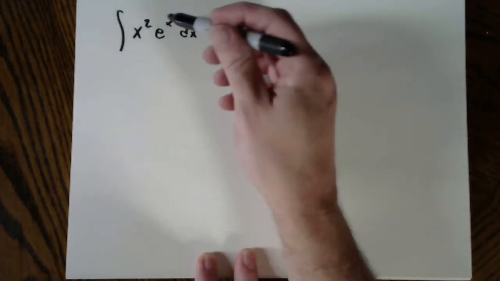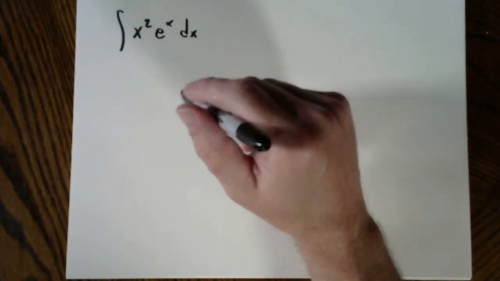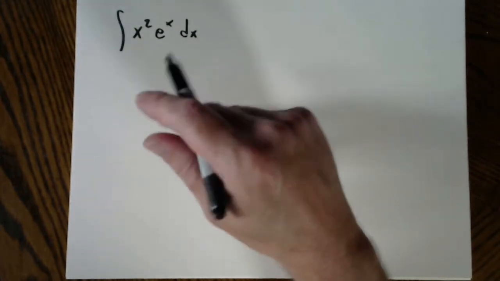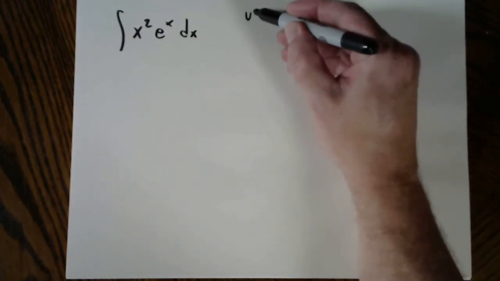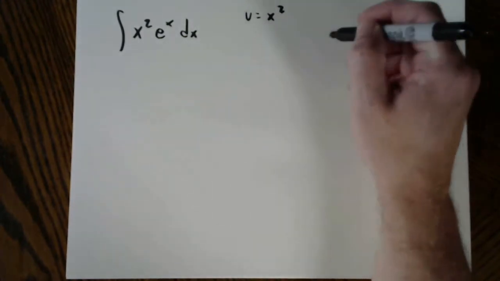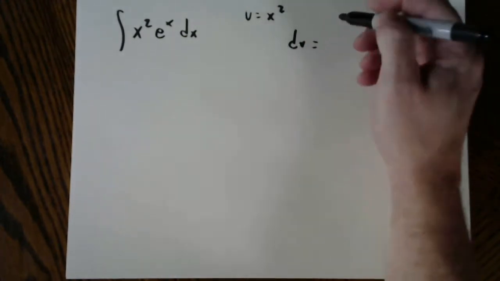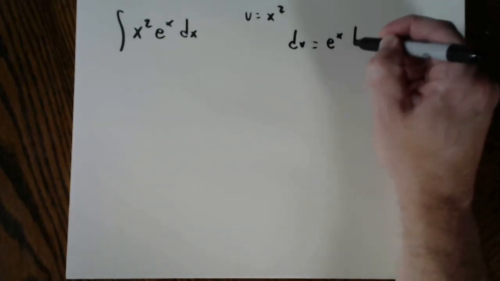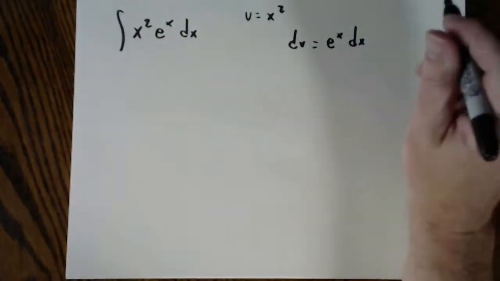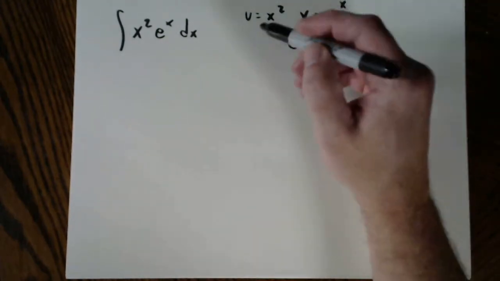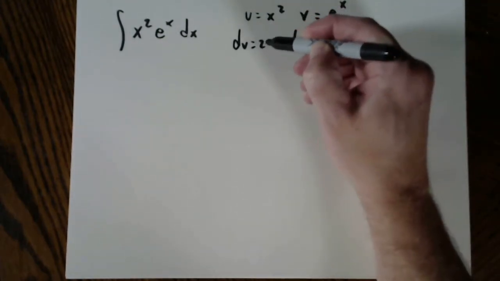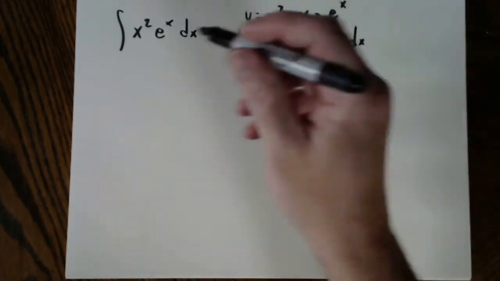Okay, again, you see this product. It is a product. And that might be a cue that this is the appropriate technique. So let's let u be x squared. dv is the rest. And again, you have to account for everything. I can't just pick and choose and leave stuff out, right? So easy antiderivative here. 2x dx.